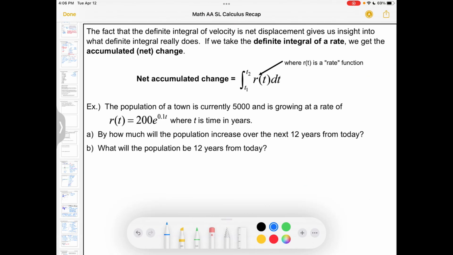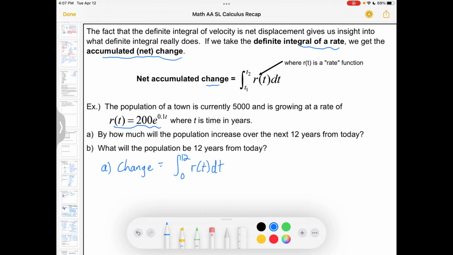To generalize a little from this, the fact that the definite integral of velocity is net displacement tells us that the definite integral of a rate in general is the accumulated net change. So the change is going to be the integral from t1 to t2 of some rate. The population of a town is currently 5,000 and is growing at a rate of this function right here, where t is time in years. By how much will the population increase over the next 12 years from today? So by how much will it change? Well, the change will be the integral from 0 to 12 of that rate function.